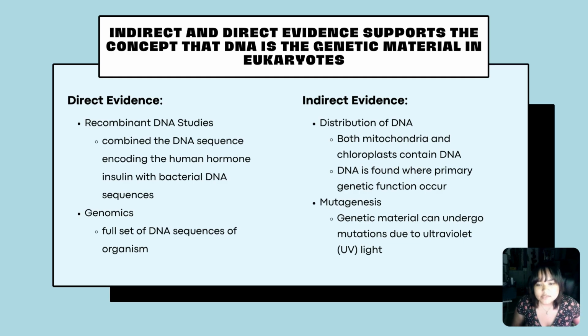Under indirect evidence, we have the distribution of DNA, which is found primarily in the nucleus as part of chromosomes. Protein is abundant in the cytoplasm, but it is not specifically associated with genetic function. Mitochondria and chloroplasts perform genetic functions and also contain DNA. This observation favors DNA over protein as the genetic material.